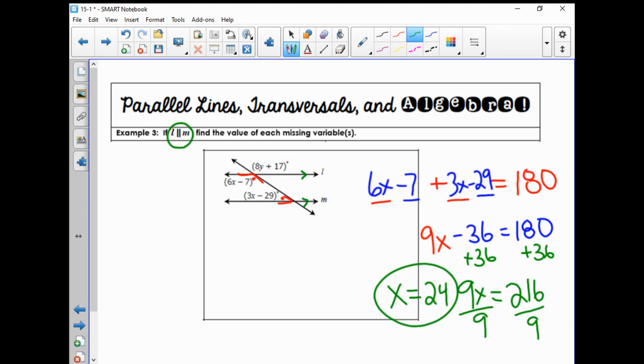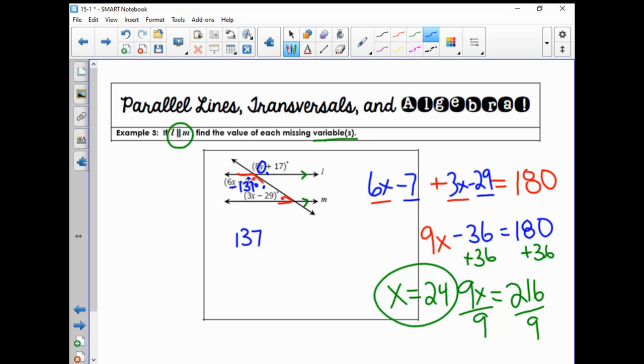Okay, so that's one of our variables. We're still missing our y variable. So to find y, here's y over here, but we're going to solve for this angle right here using our x value. Okay, so we know our x is 24. So if we plug it in and do 6 times 24, we've got 144, subtract 7. This angle right here is 137. So notice these two angles here, they're vertical angles. They're across from each other. So they're equal. We know that vertical angles are congruent.